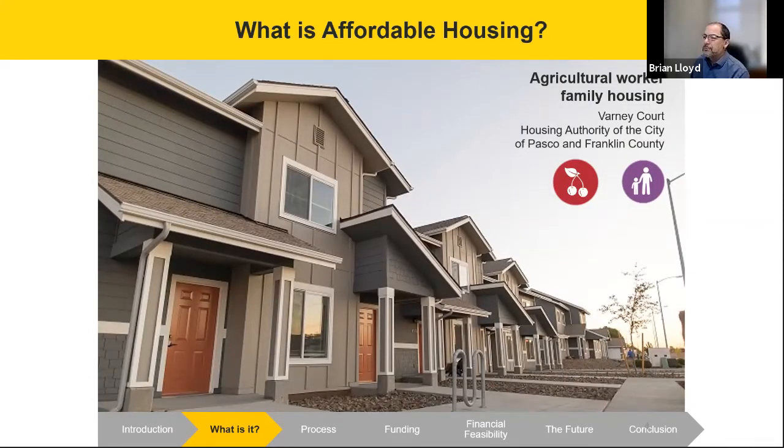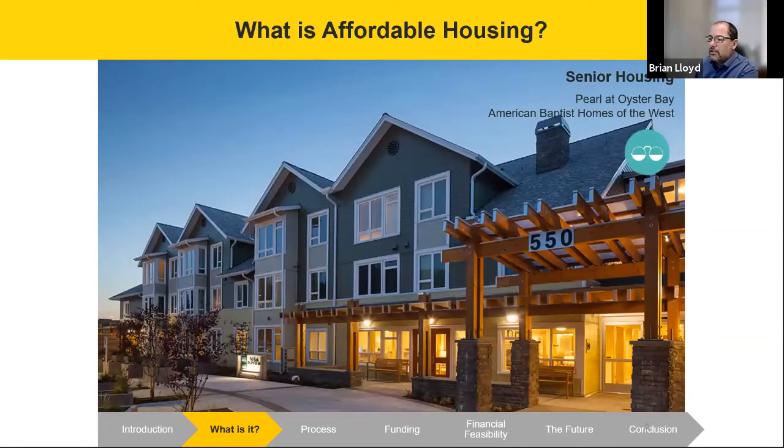In terms of what is affordable housing, oftentimes people have a misconception about what affordable housing is and what it looks like. The affordable housing that we're talking about in this conference and in this session is high quality, well-built, well-designed affordable housing that serves as an asset both for its residents and its neighborhoods. So I want to show you a few pictures of what that looks like. This is an affordable housing project for farm workers in the city of Pasco. This is an affordable housing project for seniors in Bremerton.